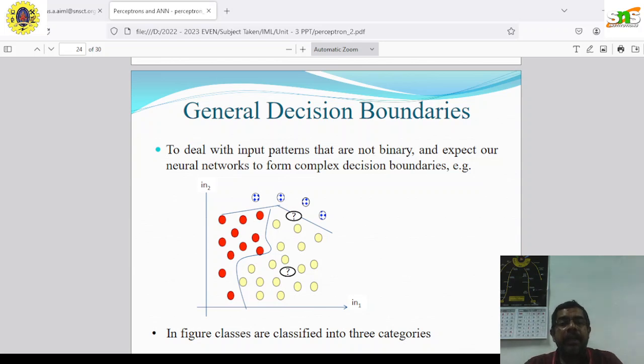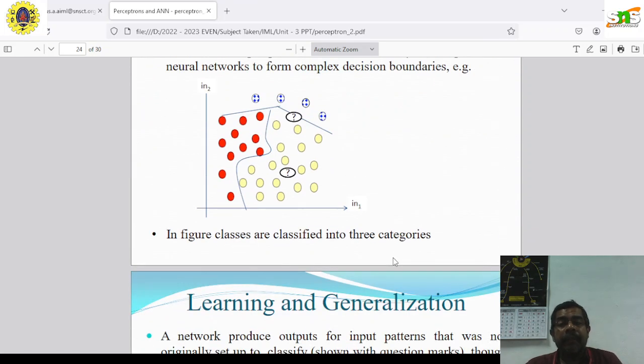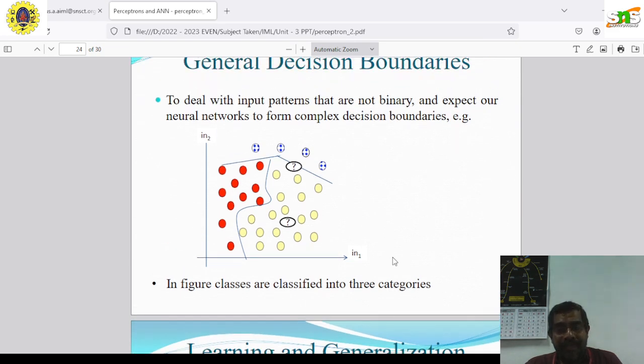So now, with the continuation of the perceptron structure, we are going to see general decision boundaries. To deal with input patterns, in case they are not binary, the neural networks form complex decision boundaries. This may lead to overfitting, and it may have less bias.